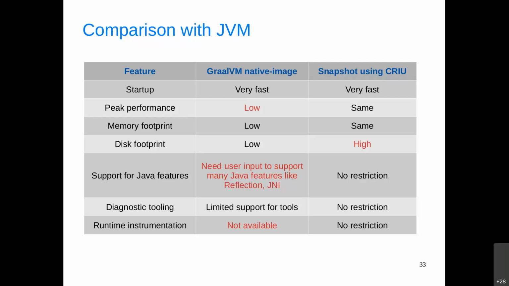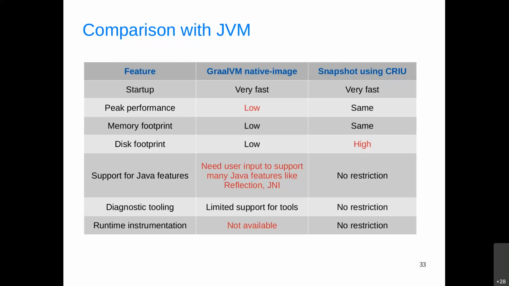Another disadvantage is that the GraalVM native image does not support runtime instrumentation. It does not have support for JVM TI or Java agents, which are used by many Java applications for bytecode instrumentation or to inspect the state of the VM at runtime.